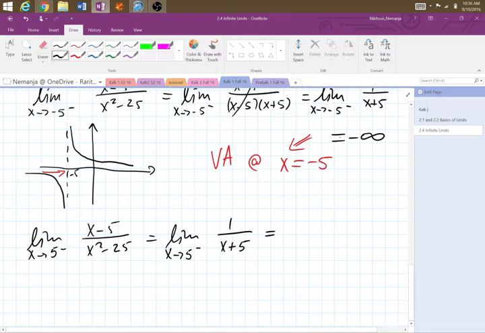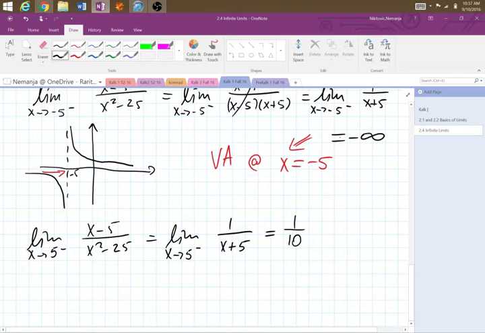And what do we get? Do I need to graph this one? Do I? We get 1 over 10. Very good. We can just solve by plugging in. Now, is 1 over 10 infinity?